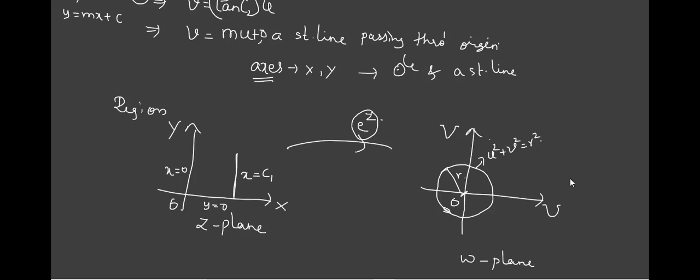In the second case, what have we taken? We have taken a line which is parallel to the x-axis. What was the equation we have taken? We are taking it as y equal to c2. So if you take a line parallel to the x-axis, corresponding to what we just now discussed, we are getting a straight line passing through the origin. What is the equation of this? v equal to m into u. Is the part clear?